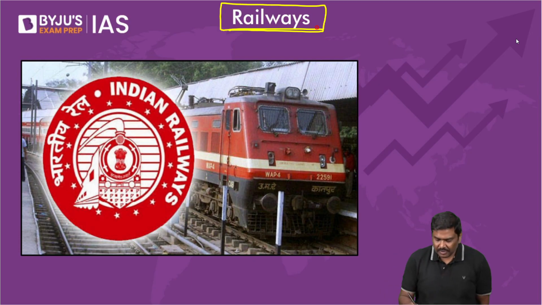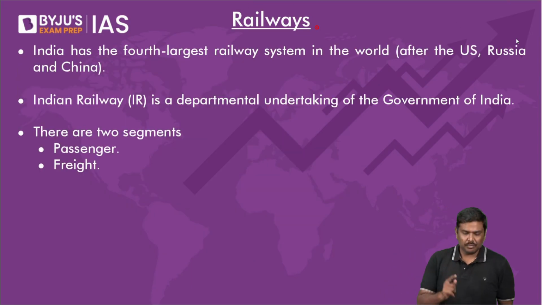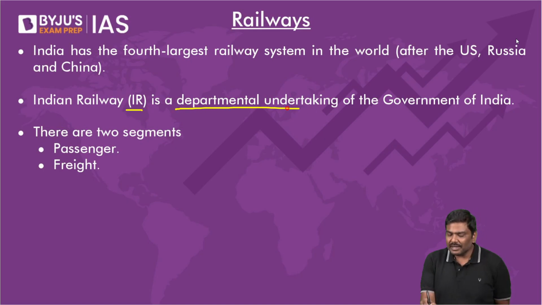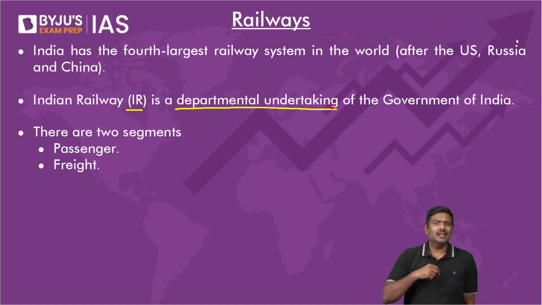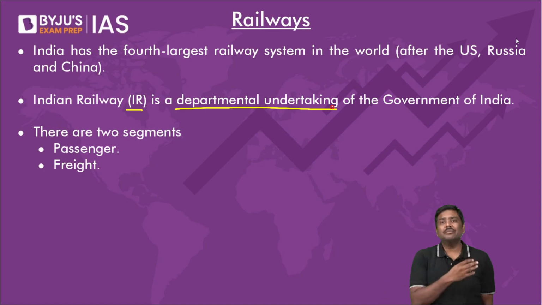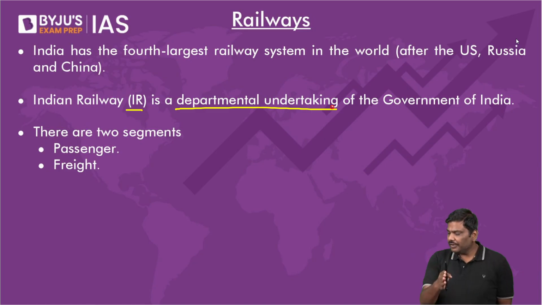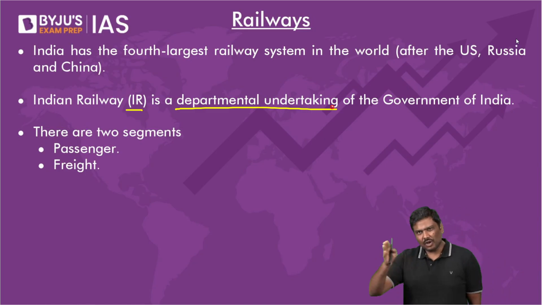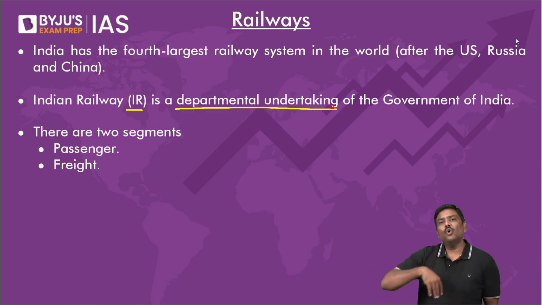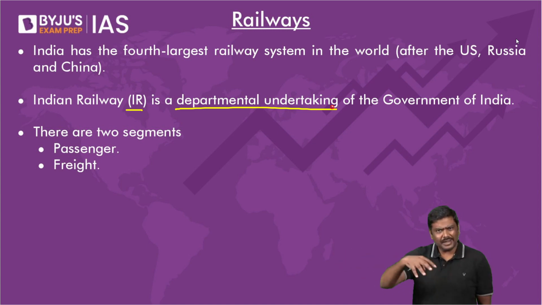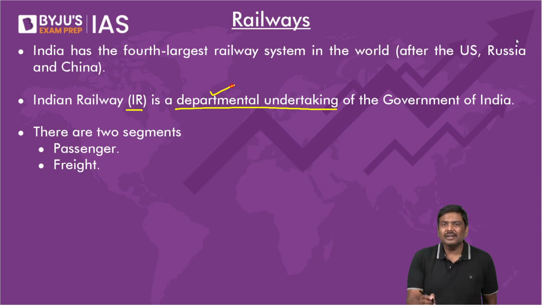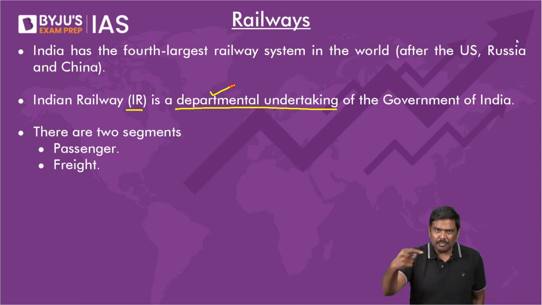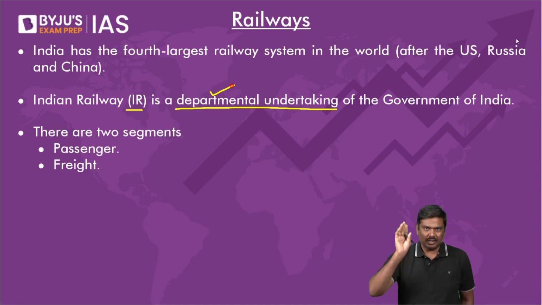In the case of railways, please understand the important points. Point number one: Indian Railways is a departmental undertaking. What do you mean by departmental undertaking? The Government of India has set up an authority, that is a ministry, to operate Indian Railways. It is through this department that the government will implement all of its policies regarding Indian Railways.